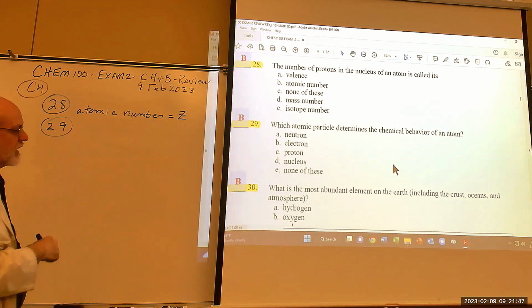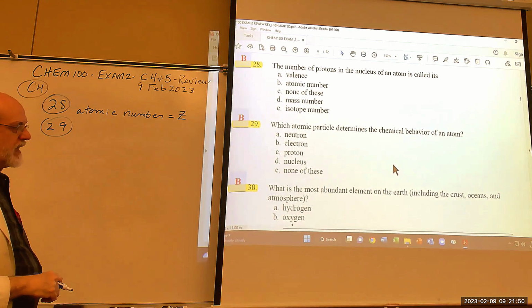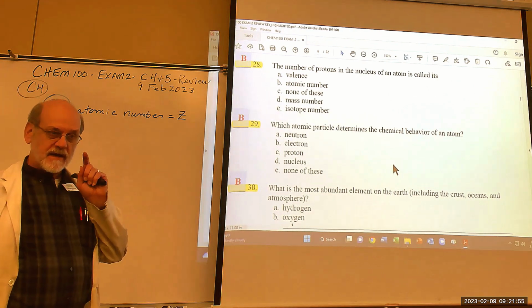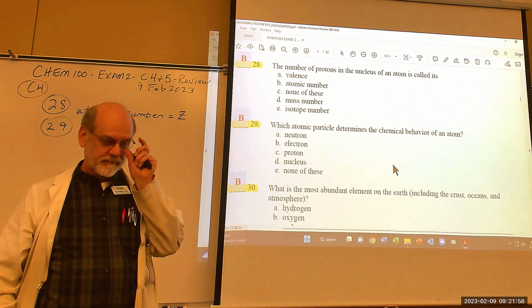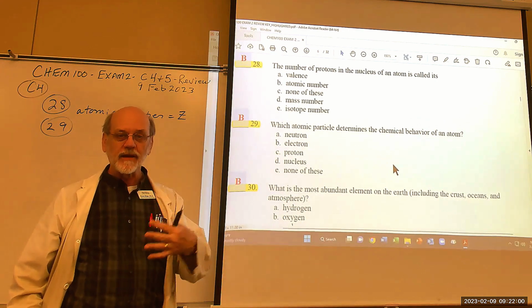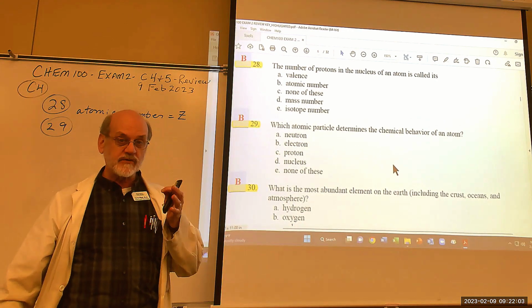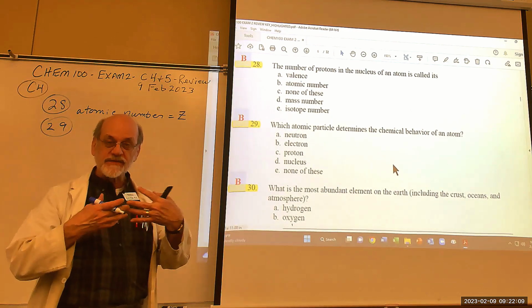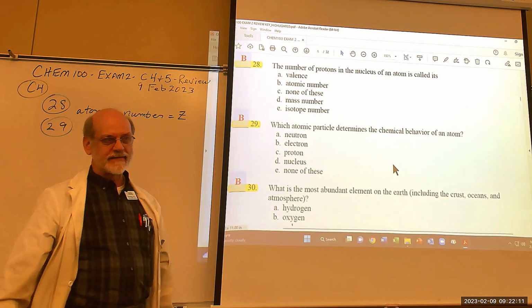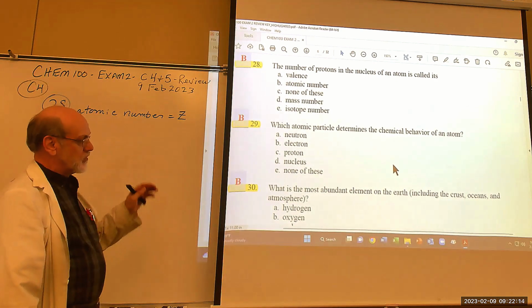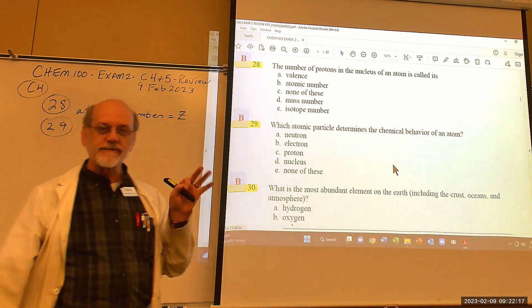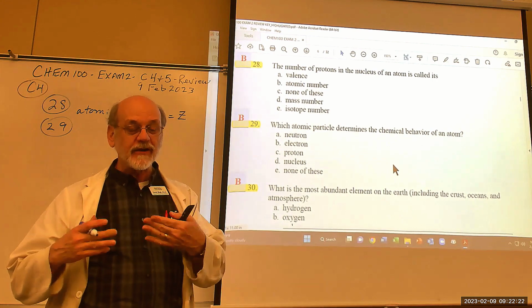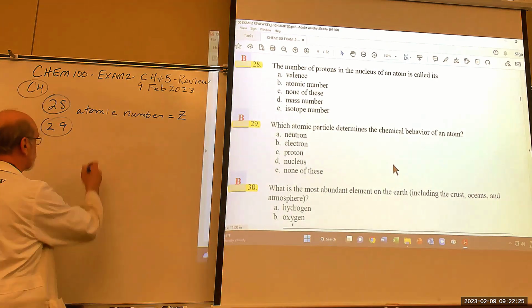29. Which atomic particle determines the chemical behavior of an atom? You might be tempted to say the proton, because the proton determines the element. But when you're talking about chemistry, chemistry is determined by how elements interact. So when we think of it in those terms, what's the first thing that two atoms see when they approach one another? They don't see protons, they see electrons. The electrons determine the chemical behavior.